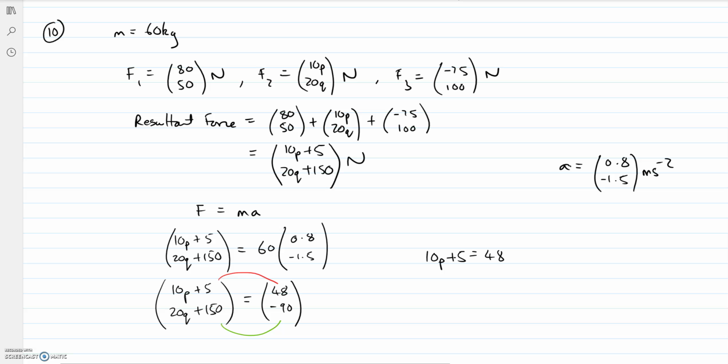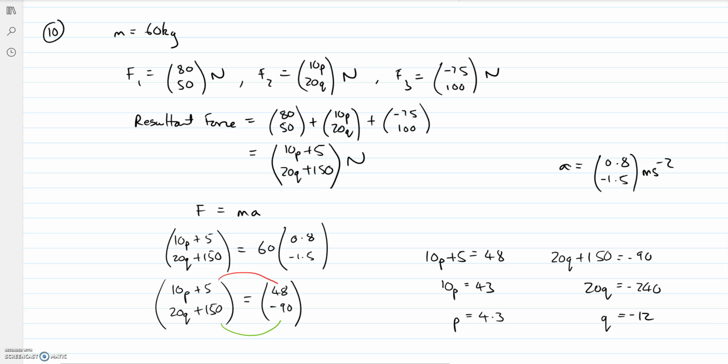So the x bits must be the same. Minus 5 divided by 10, so p must be 4.3. And the y bits must be the same, so 20q plus 150 is minus 90. Minus 150 from both sides, divide by 20, and we get minus 12. And so we found P and Q.